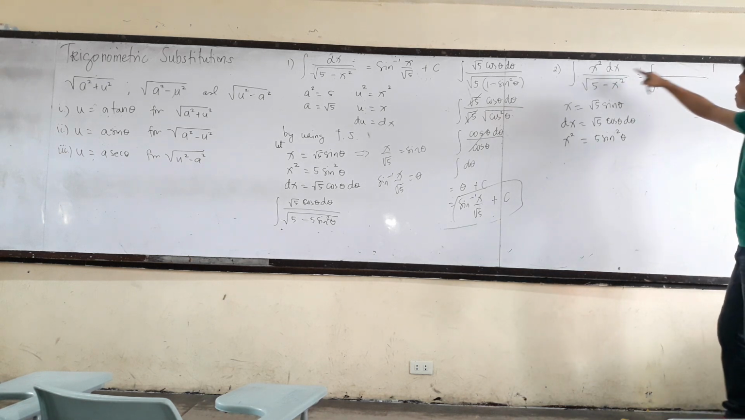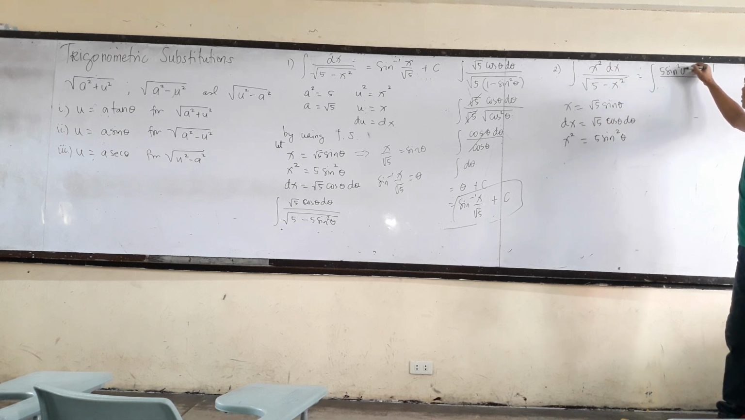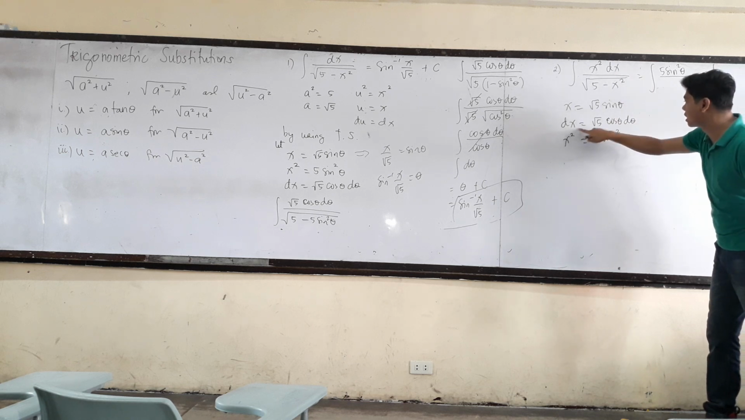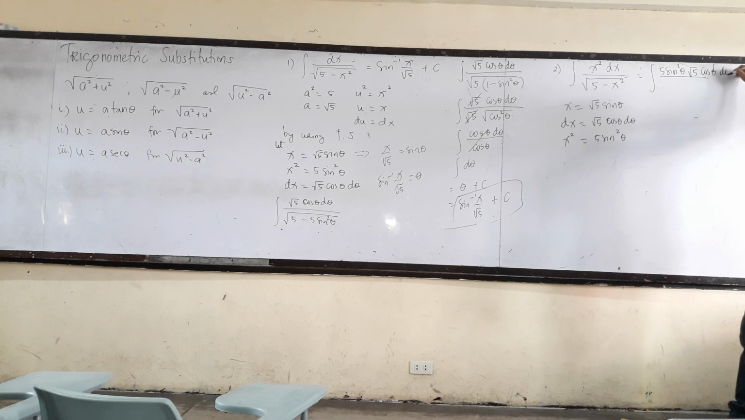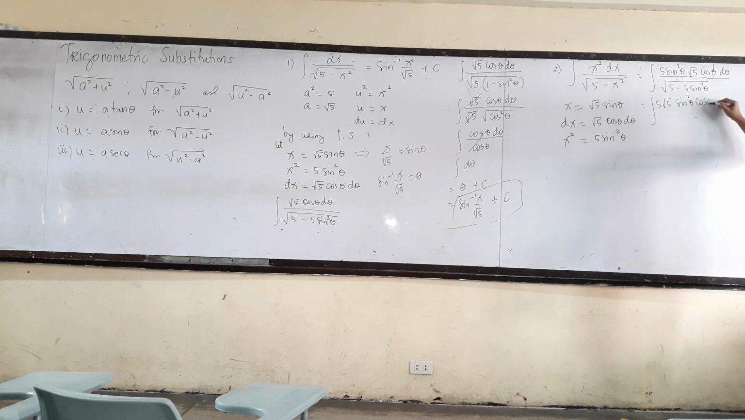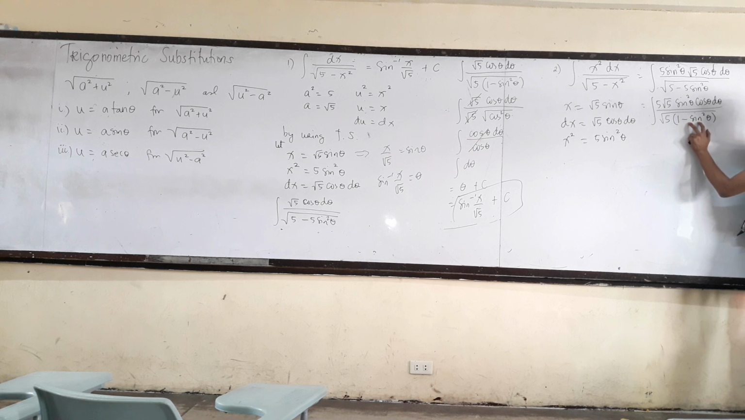So this can now be written as, what is x squared? 5 sine squared theta. And what is your dx? Dx is square root of 5 cosine theta d theta, all over the square root of 5 minus 5 sine squared theta. And then let us now simplify. You get 5 square root of 5, sine squared theta, cosine theta, d theta, all over. You factor out 5 on the radical part, leaving us with 1 minus sine squared theta. Simplifying this algebraically gives you cosine squared. You take the square root, so that will become cosine.